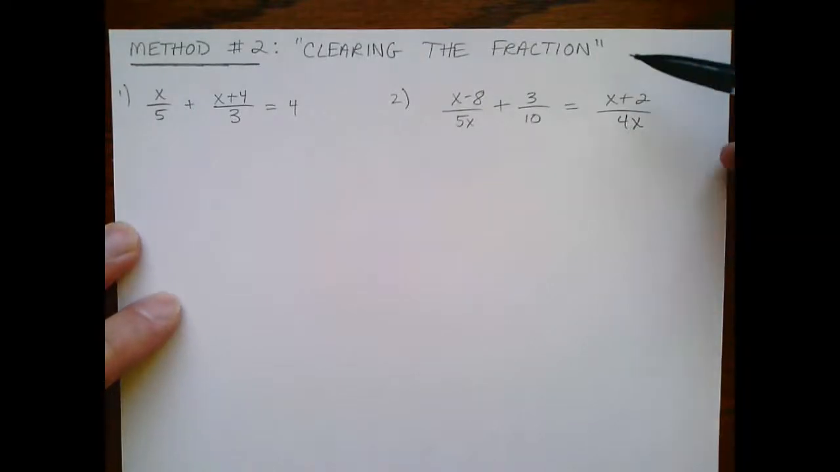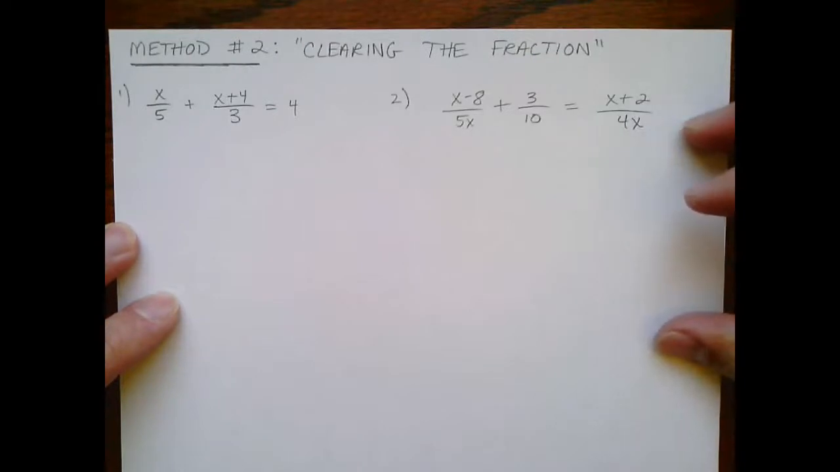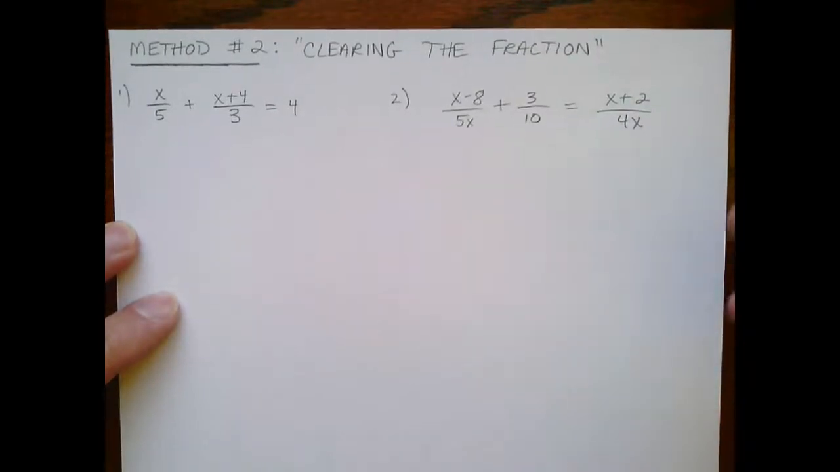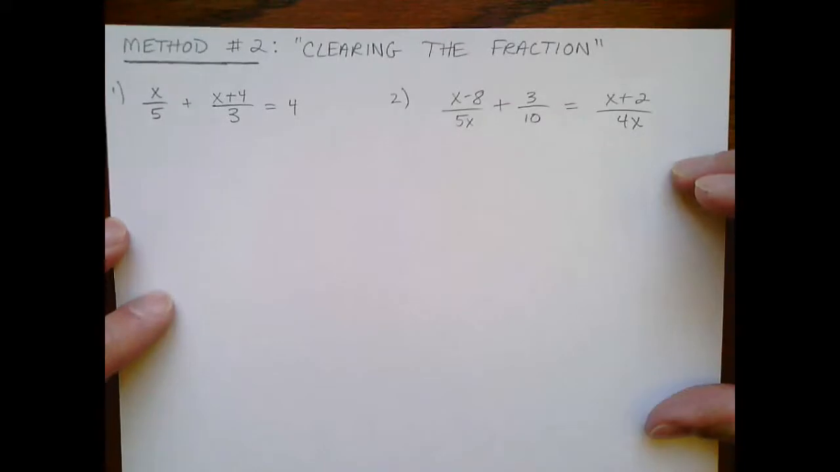So the second method that I haven't shown you is something called clearing the fraction. I know a lot of you guys have mixed opinions when it comes to fractions. So how can you clear the fraction or get rid of the fraction without having to worry about common denominators?